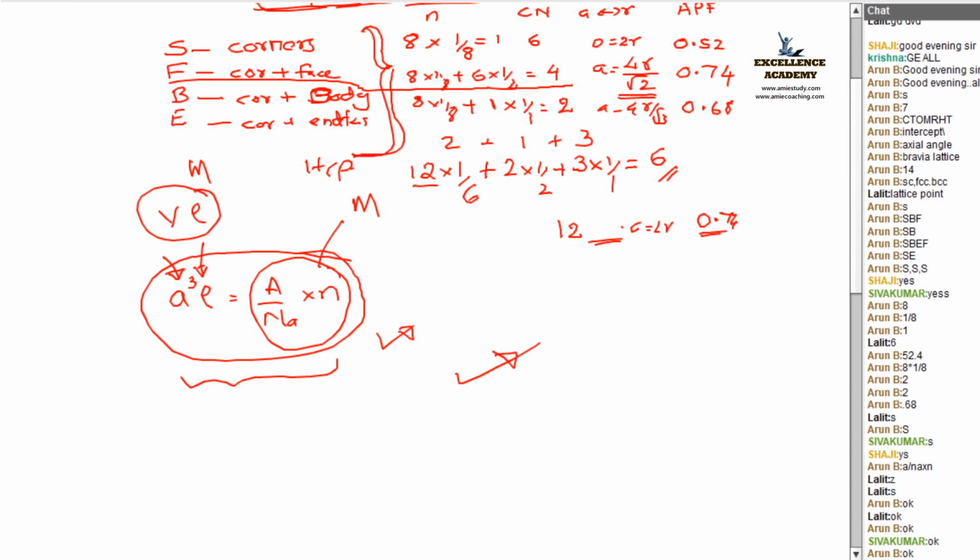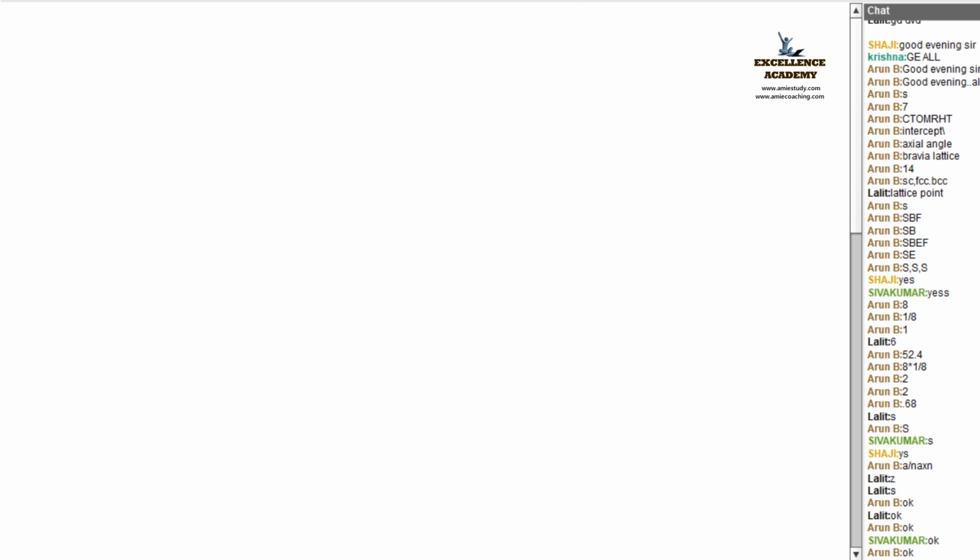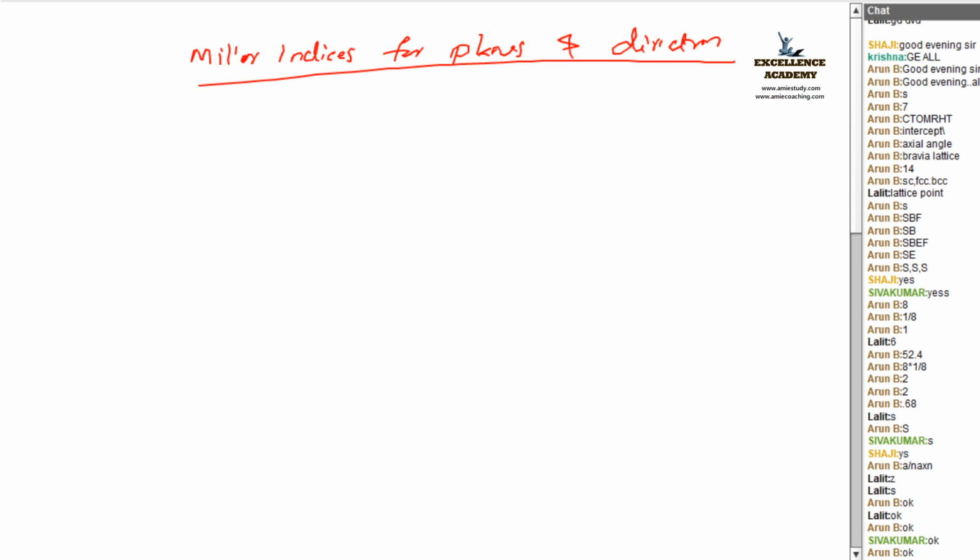Okay then. Now we are moving to today's class topic, that is Miller indices for planes and directions. Let me ask one question before moving to this one. What is the role of finding out APF? You got my question? What is the role of finding out the atomic packing factor, APF? Why do we find out this APF?